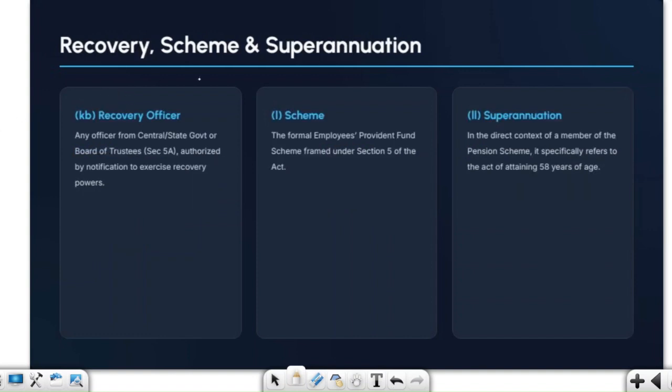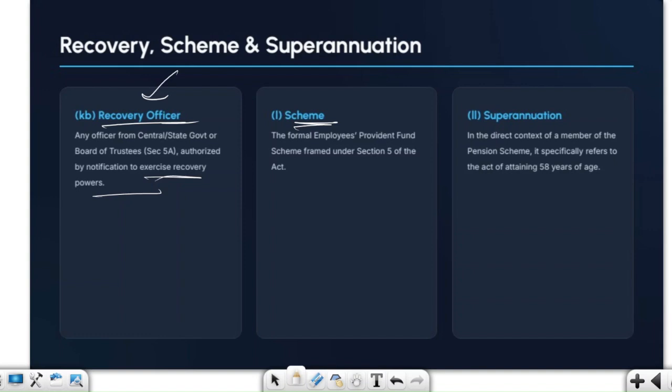Now you will see recovery officer and superannuation. Who is a recovery officer? Imagine that an employer does not pay the amount legally due. So EPFO needs to recover the dues, and that's where a recovery officer comes in. The act permits specified authorized officers from the central or state government or board of trustees to exercise recovery powers according to the statutory framework. Then we have scheme. When the act simply says scheme, it means the Employees' Provident Fund Scheme.